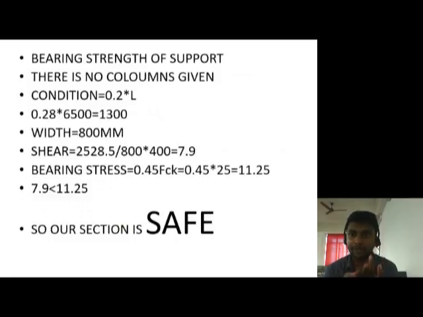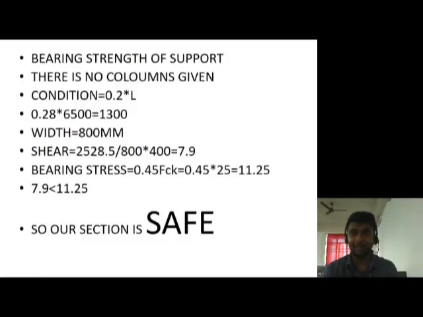Next, the bearing strength of the support. There were no columns given in the question. The condition is 0.2 into L. The total span will be around 6,500. We will be getting 0.28 into 6,500, which is around 3,000, and the total width will be 800 mm. Then we will be finding the shear, tau V, by b into d. The tau V value is equal to 2528.5, breadth is equal to 800, and depth is equal to 400, which gives 7.59.